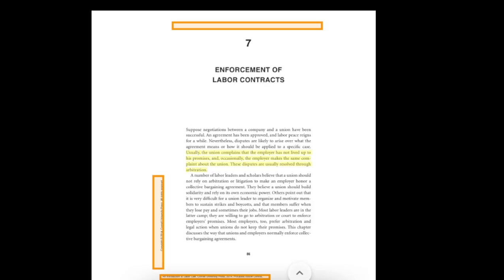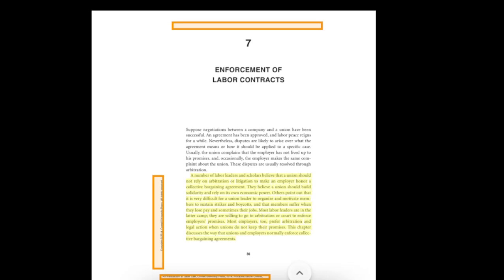These disputes are usually resolved through arbitration. A number of labor leaders and scholars believe that a union should not rely on arbitration or litigation to make an employer honor a collective bargaining agreement. They believe a union should build solidarity and rely on its own economic power. Others point out that it is very difficult for a union leader to organize and motivate members to sustain strikes and boycotts, and that members suffer when they lose pay and sometimes their jobs. Most labor leaders are in the latter camp.